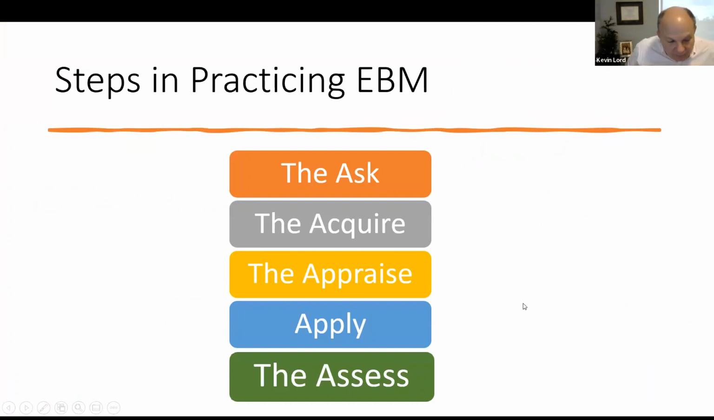So as we now move to the actual hardcore components, many of you, if you're familiar with a little bit of evidence-based medicine, may have seen these steps in the past: the ask, the acquire, the appraise, the apply, and the assess. Today we'll talk to the ask, and in the future we'll talk to the acquire. The acquire is really about how to get to the best evidence.